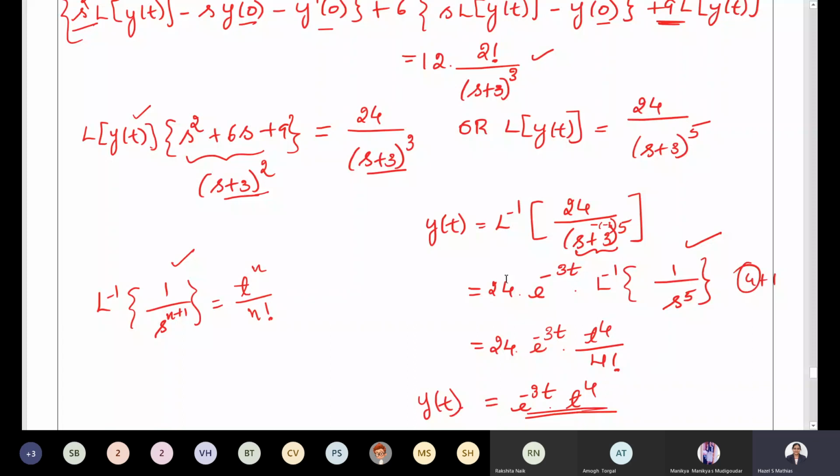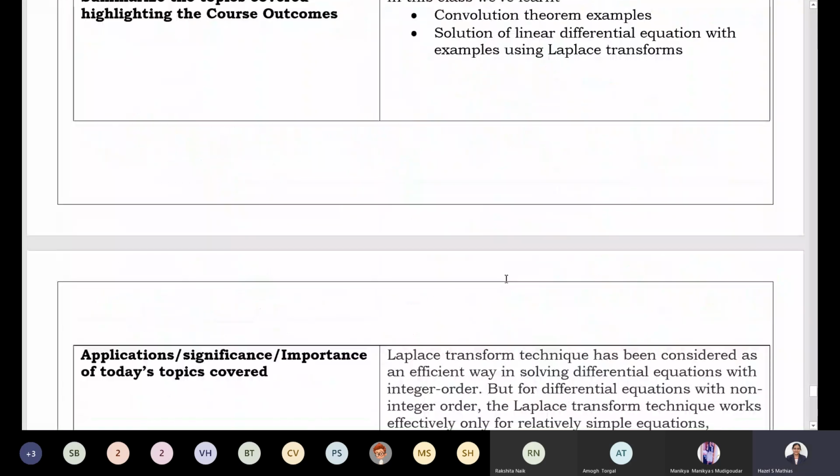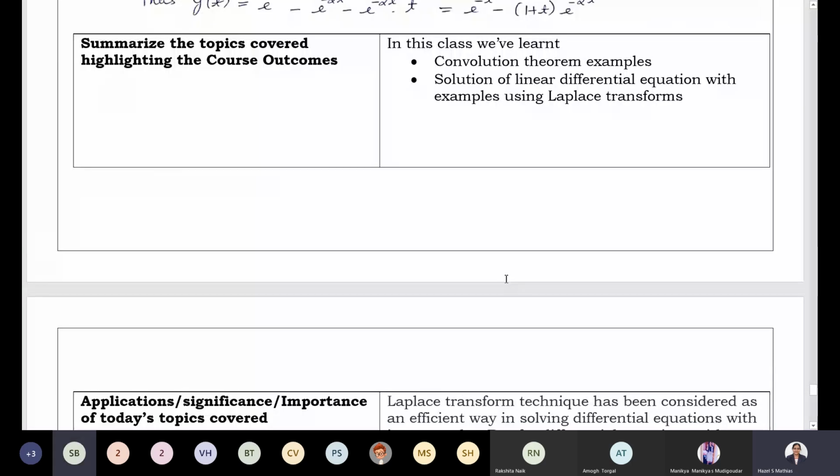Anybody, any doubt in this topic? How to find the solution of the differential equation using Laplace transform. Very easy concept it is. Only thing is you need to remember the Laplace transform of derivatives. Laplace transform of derivatives you need to remember.